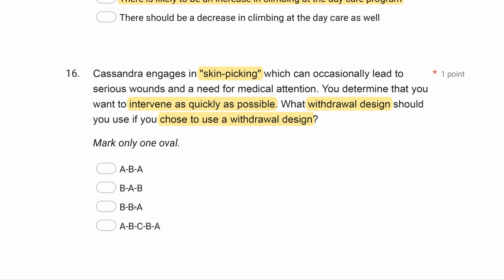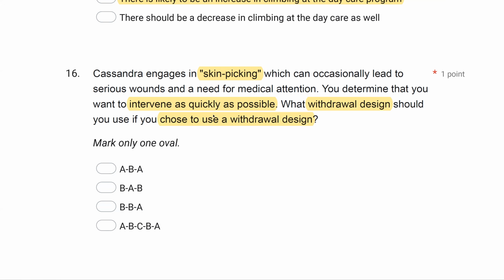What's wrong with C? Well, C, we're intervening immediately, but we're only withdrawing. We're never going back to the intervention, and so we're never going to be able to find that functional relationship. If we were using a withdrawal design, we're going to use B because this way we're actually establishing, do we have a functional relationship? And then D, of course, right, we're going straight to baseline. We don't want to do that. We want to intervene as quickly as possible.